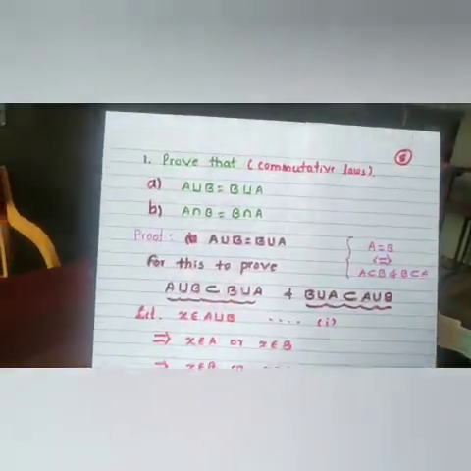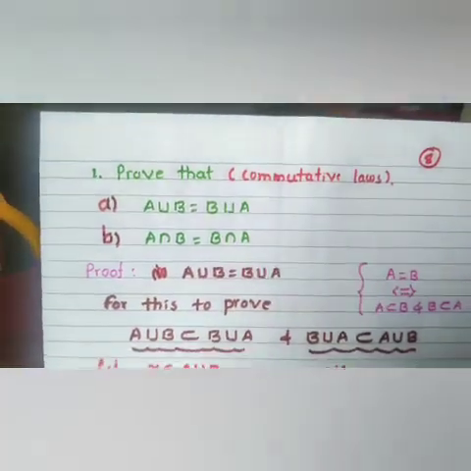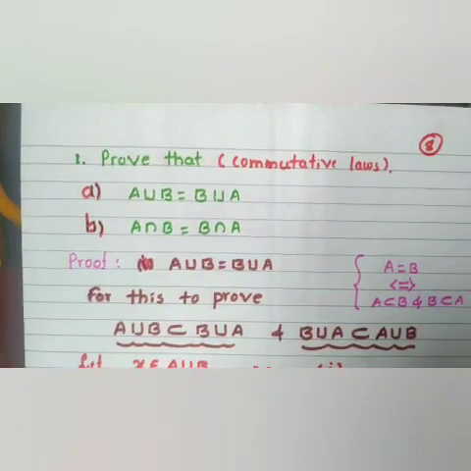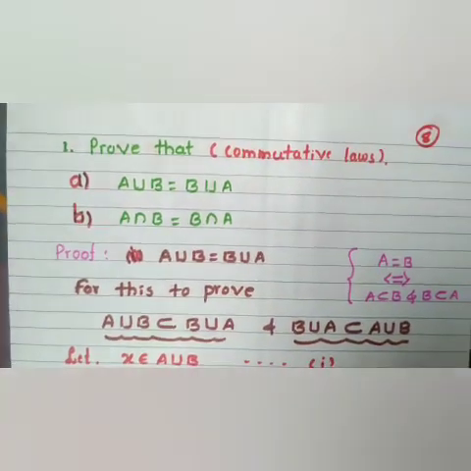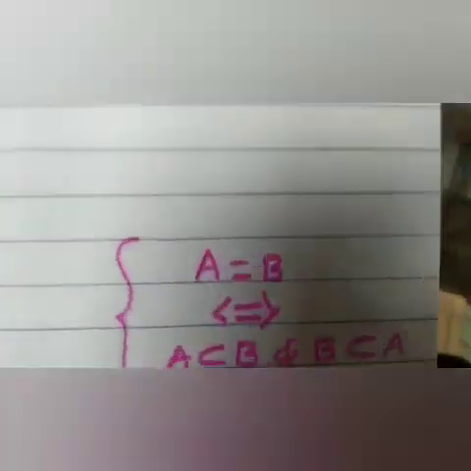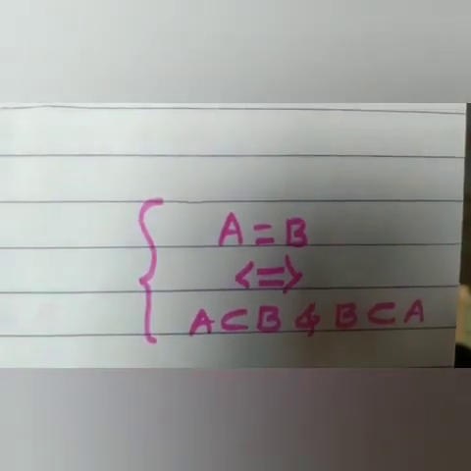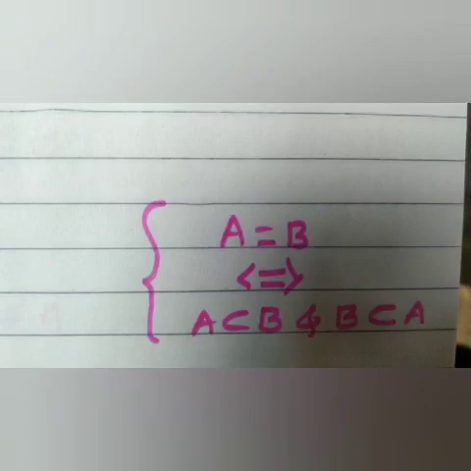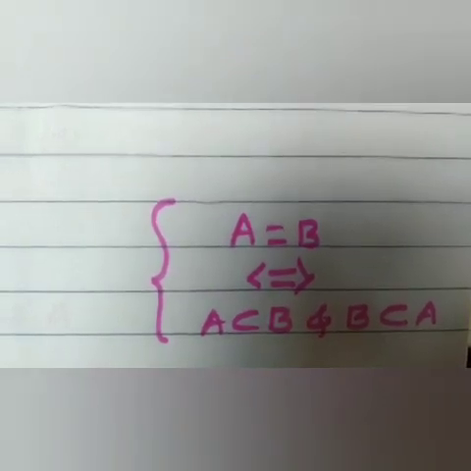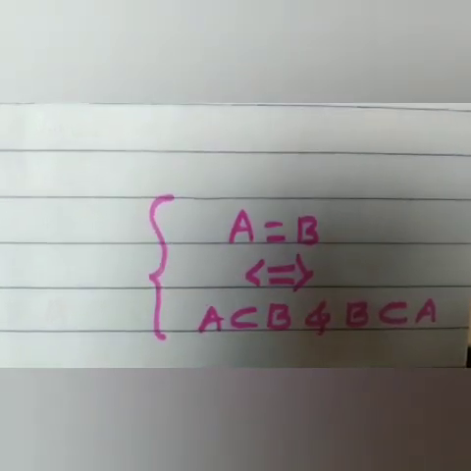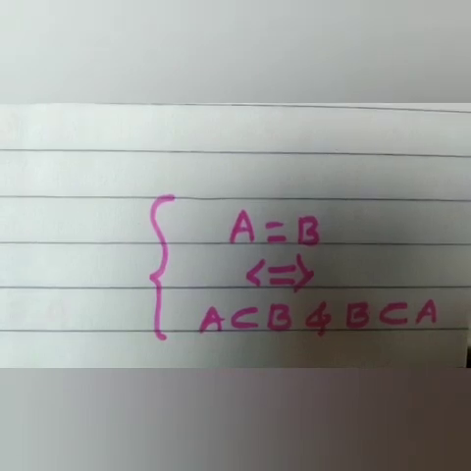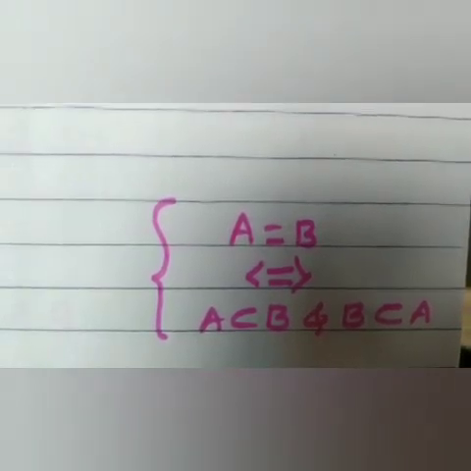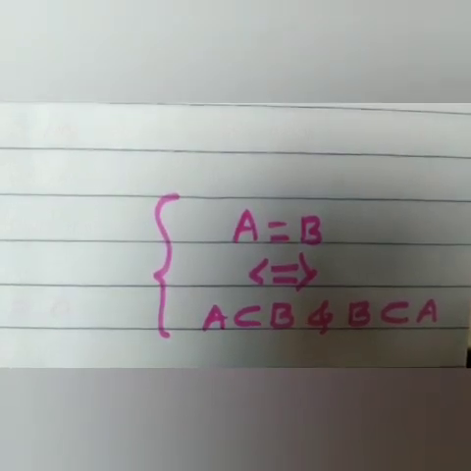Next, whatever laws of sets we consider, those laws have proofs. These laws have proofs. Before the proof, we can look at this one. A equal to B is possible only when A is a subset of B and B is a subset of A. All the elements of A are elements of B, and meanwhile all the elements of B are elements of A. How to prove A equal to B?